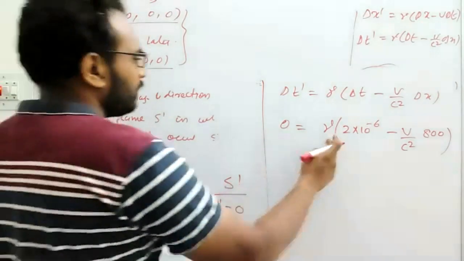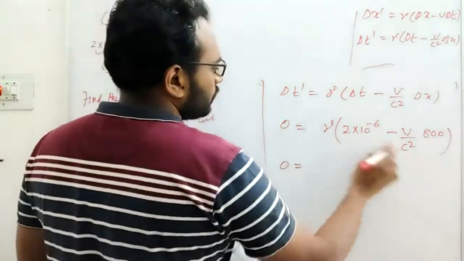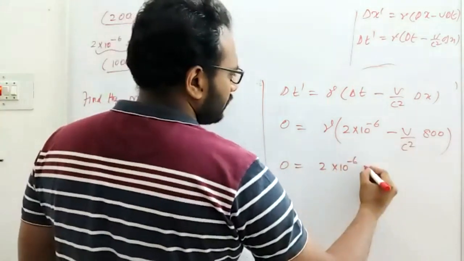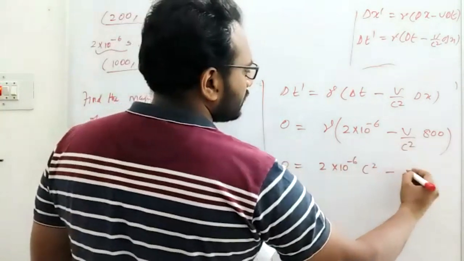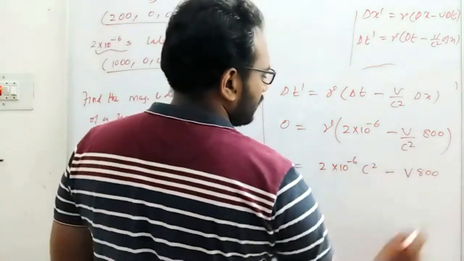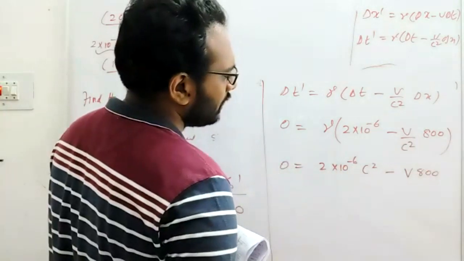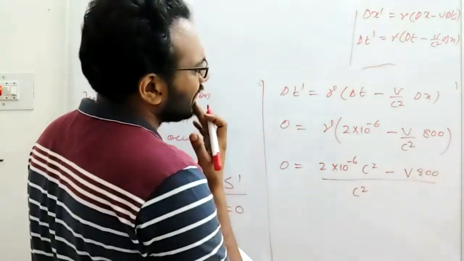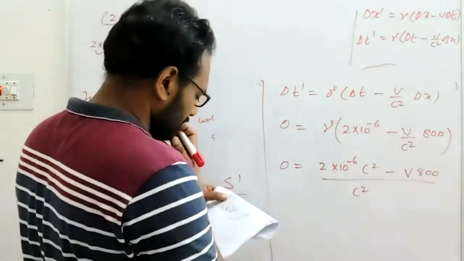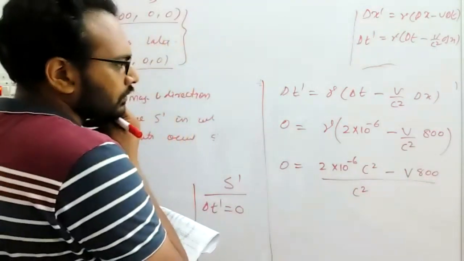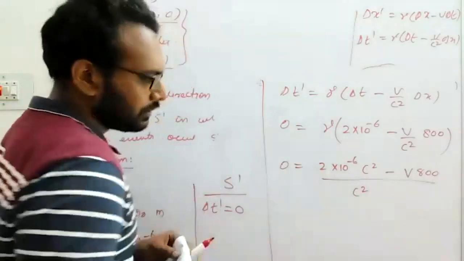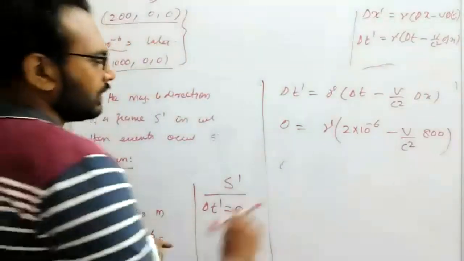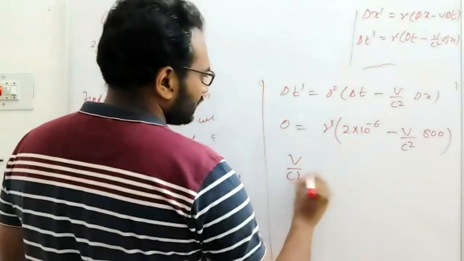Okay, so this gamma is gone. So you see that 0 is equal to 2 into 10 raised to minus 6. Just take the LCM, right? C square minus V, 800 divided by C square. Am I right? Yeah, I think that's correct. V by C square 800 is equal to 2 into 10 raised to minus 6. Yeah, all right. If you think that's better, okay, let's do that. So V by C square, this gamma.